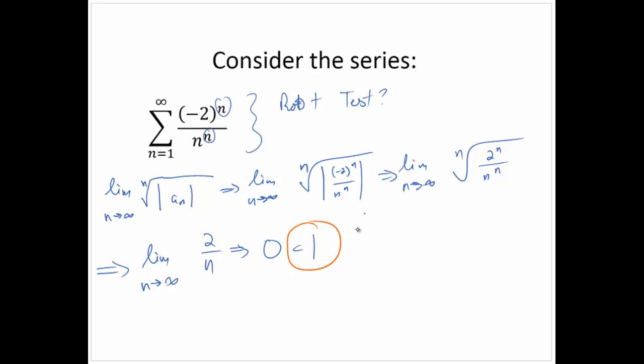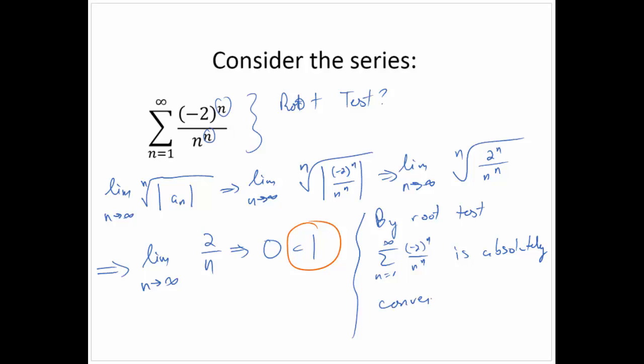So, by the root test, sigma n equals 1 to infinity of negative 2 to the n over n to the n is absolutely convergent, and is therefore convergent.